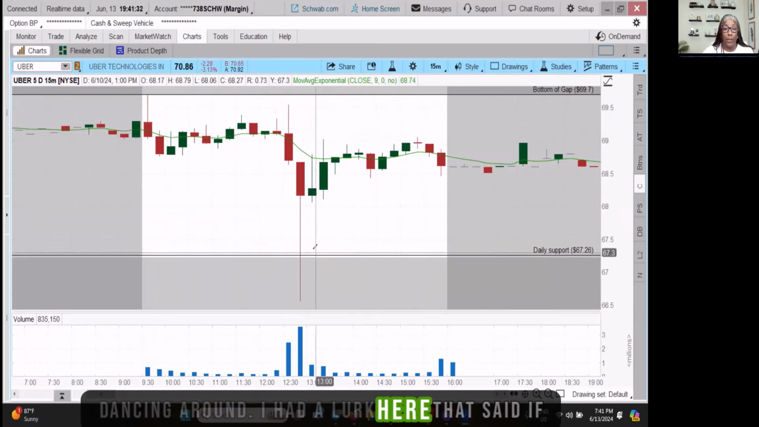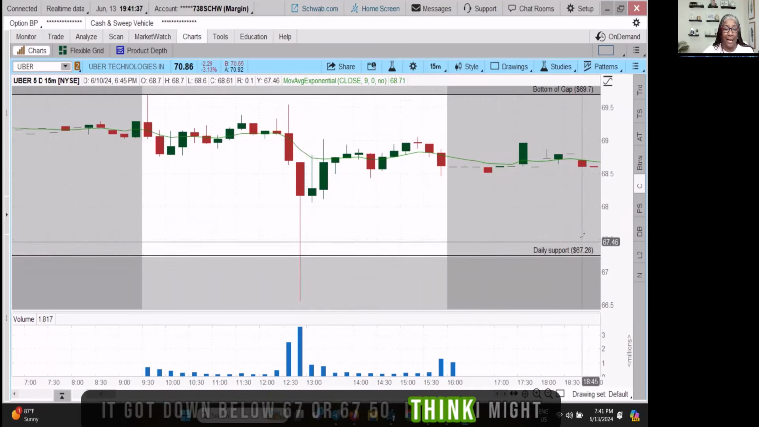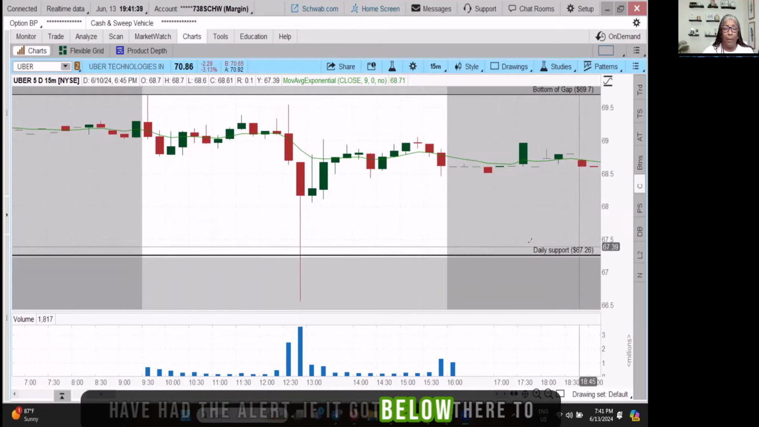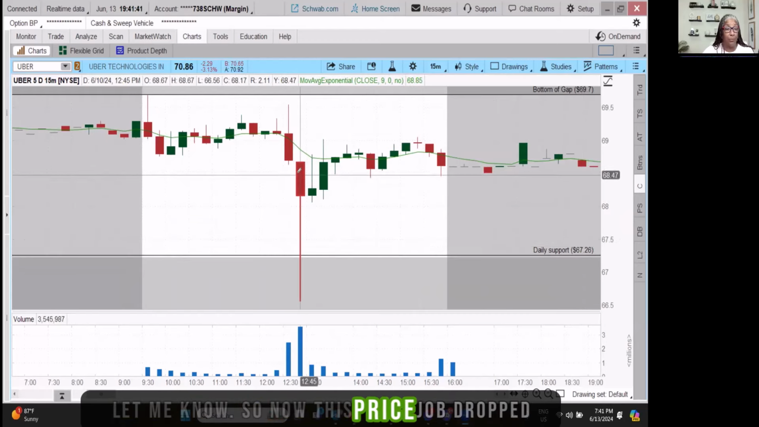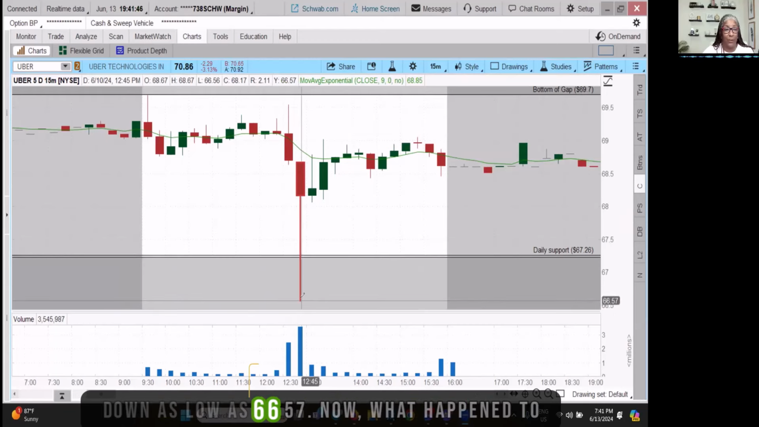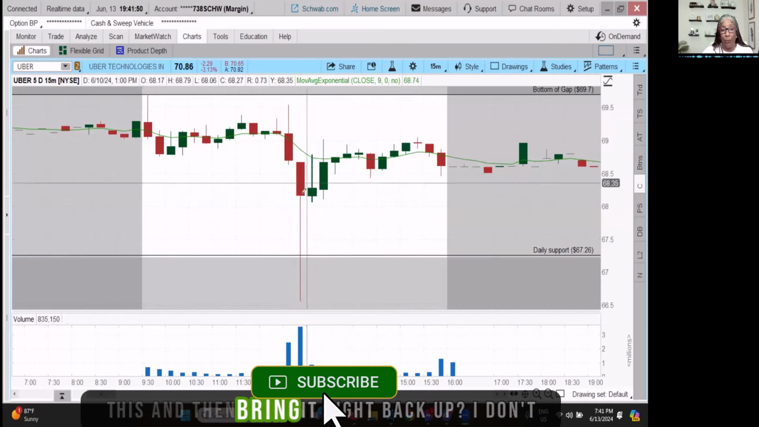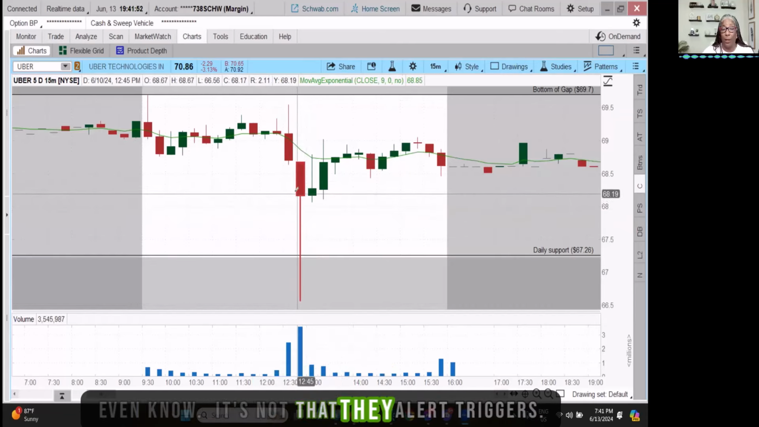I had an alert here that said if it got down below 67 or 67.50, I think I might have had the alert, to let me know. So now this price dropped way down into the zone. Actually, this went down as low as 66.57. Now, what happened in the middle of the day to drop this price like this and then bring it right back up? I don't even know. I just know that the alert triggered.